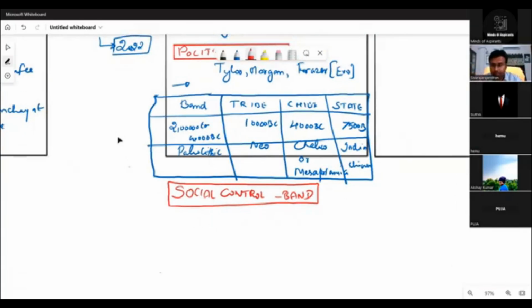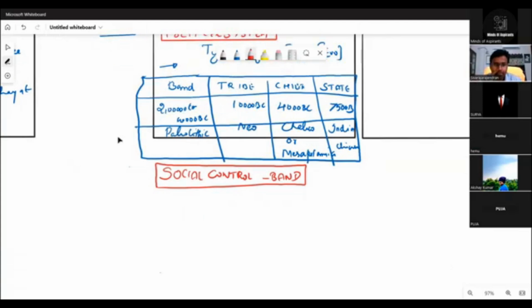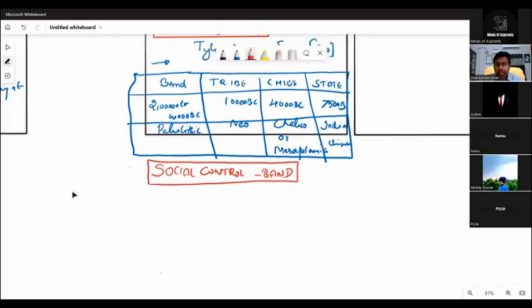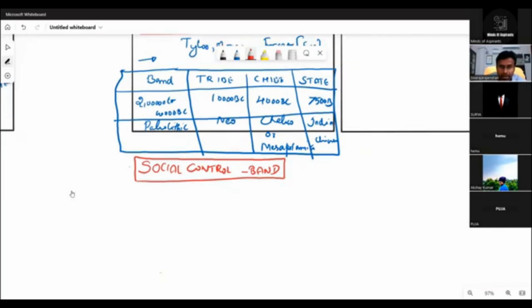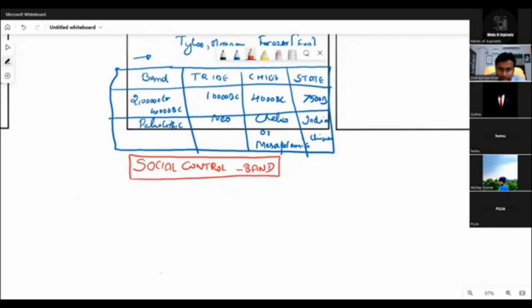Many made this mistake also yesterday. When you are talking about something, question what it demands. You are not supposed to write what you know. What the question is asking is how in a band system you will have social control. That you should know first. But directly you cannot start. You can actually talk about band system now.